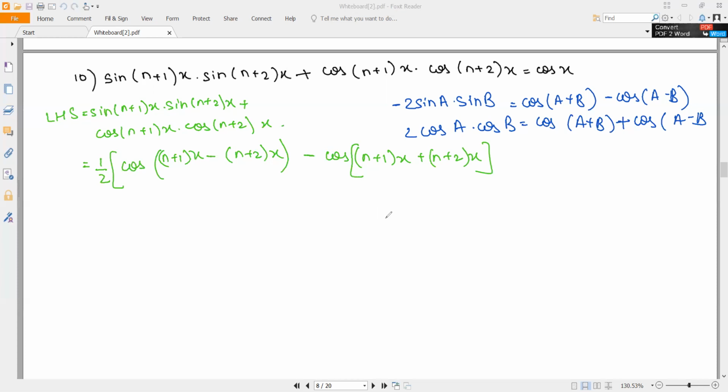Applying the formula for the second term, we'll get plus cos A into cos B. Cos A into cos B, 2 is taken on the right hand side. You have 1 by 2 cos of (n plus 1) into x plus (n plus 2) into x, plus cos of (n plus 1) into x minus (n plus 2) into x.